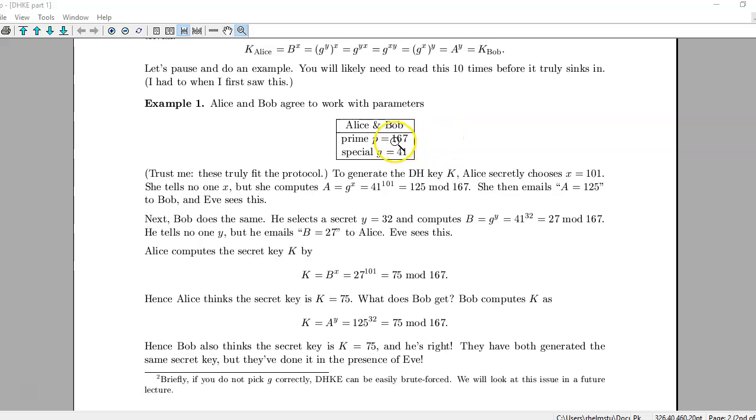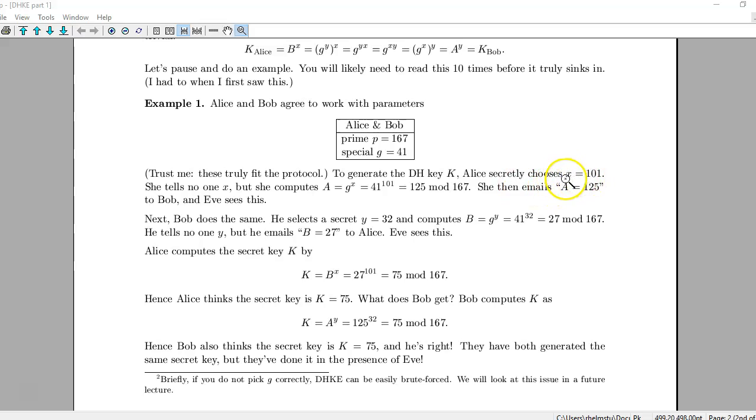So, of course, you would never use 167 in real life because it's only 3 digits long. That's too small. You would typically use a prime that has a couple of hundred digits, not just 3 digits, okay? But for the sake of this discussion, let's just use the prime 167, okay? So what does Alice do? Well, her job is to choose a secret exponent between 1 and 166, okay?